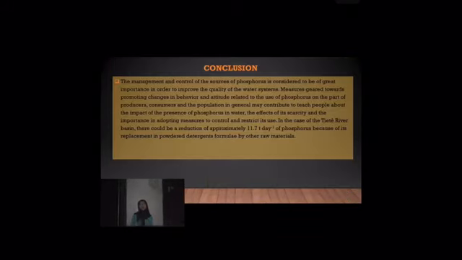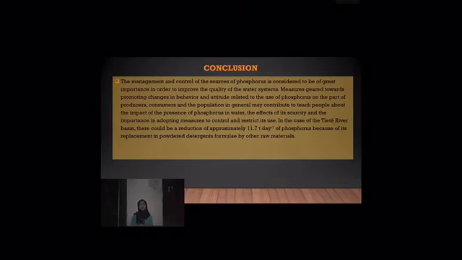It must be mentioned that the rate of sewage collection and treatment in the basin is around 71.8%, and the largest part of existing sewage treatment plants are not designed for phosphorus removal. So it can be inferred that a large quantity of phosphorus is discharged into Tiete waters from the source, contributing to eutrophication. The conclusion is that the management and control of the sources of phosphorus is considered to be of great importance in order to improve the quality of the water systems.